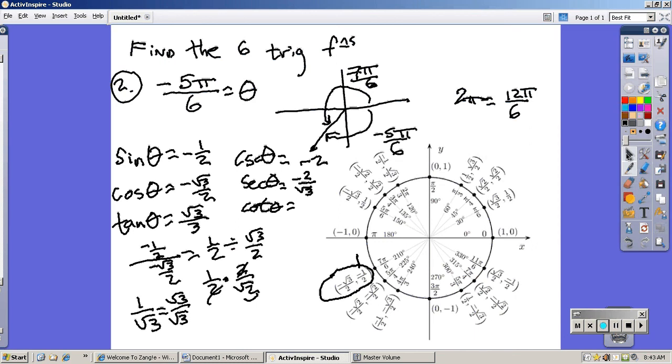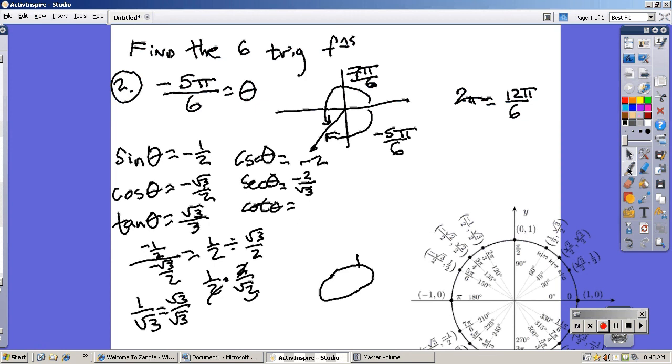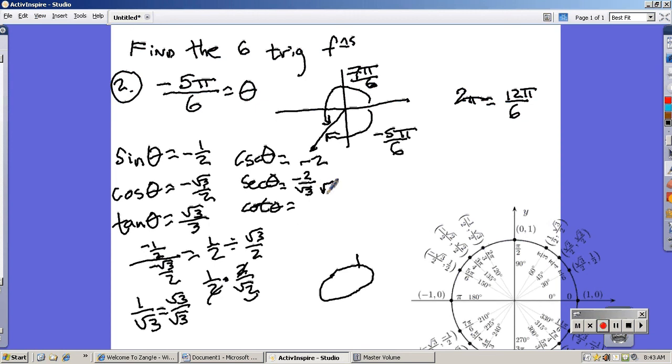Rationalize that denominator, multiply by root 3 over root 3. I get negative 2 root 3 over 3. Cotangent, flip that. I'll go back to this version of it, 1 over root 3. If I flip that, that is root 3, and there's all your values for those trig functions of negative 5 pi over 6.